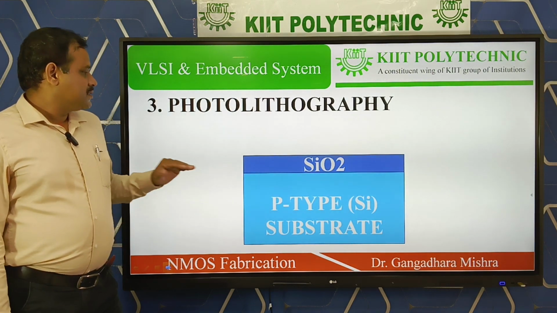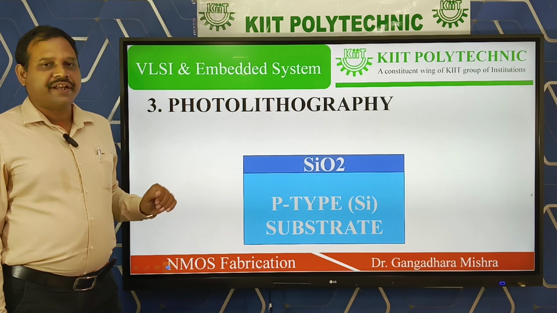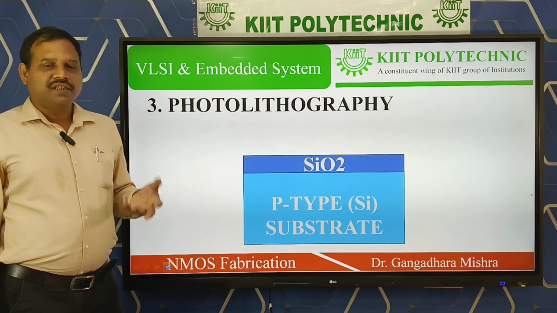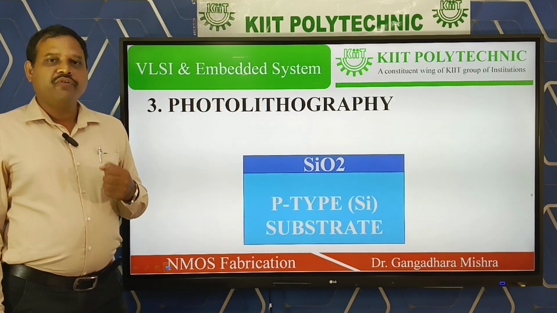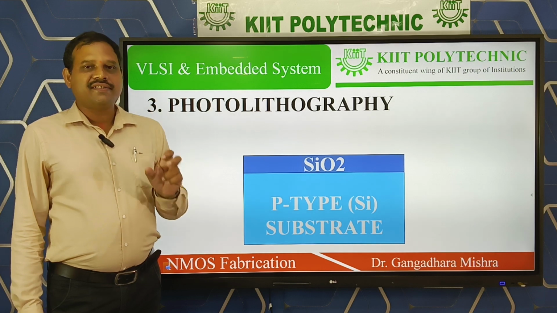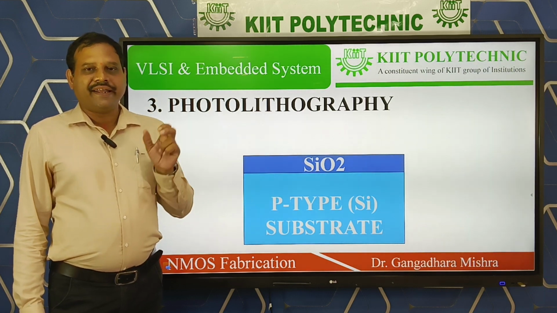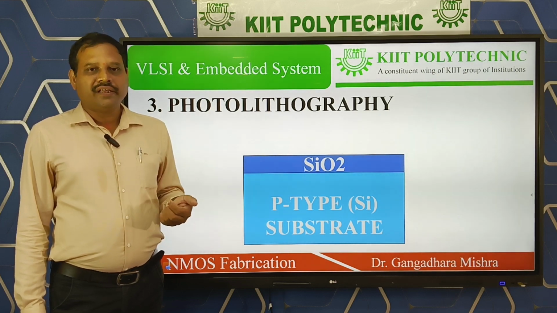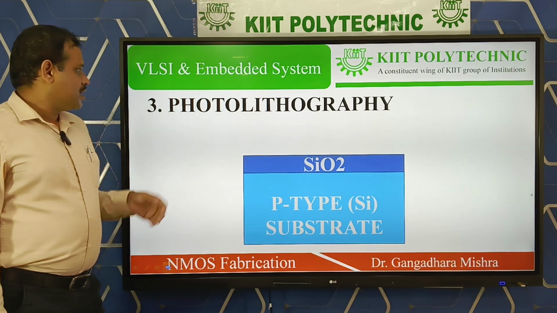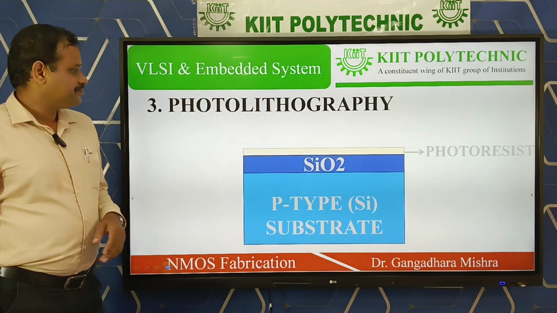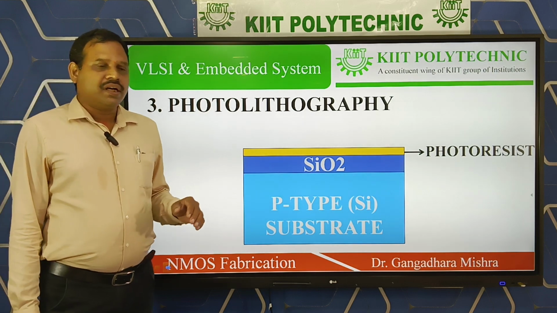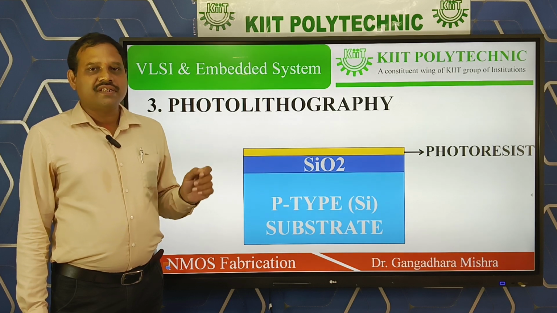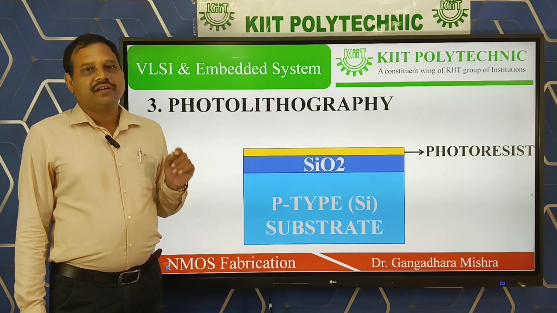Once this silicon dioxide layer is created on the substrate, our next process is photolithography. So what is this photolithography process? It is the process in which the different regions are marked and created so that the diffusion process and the gate implantation can be carried out. To begin, we start with the application of the photoresist. And what is a photoresist? It is a resin material which reacts to ultraviolet light.